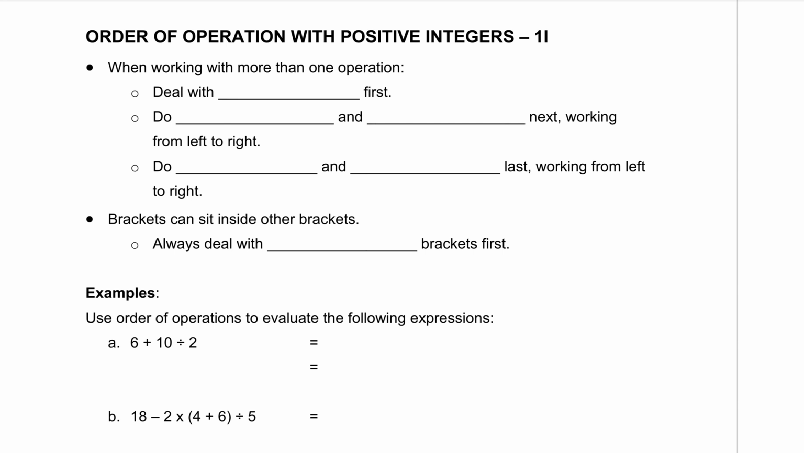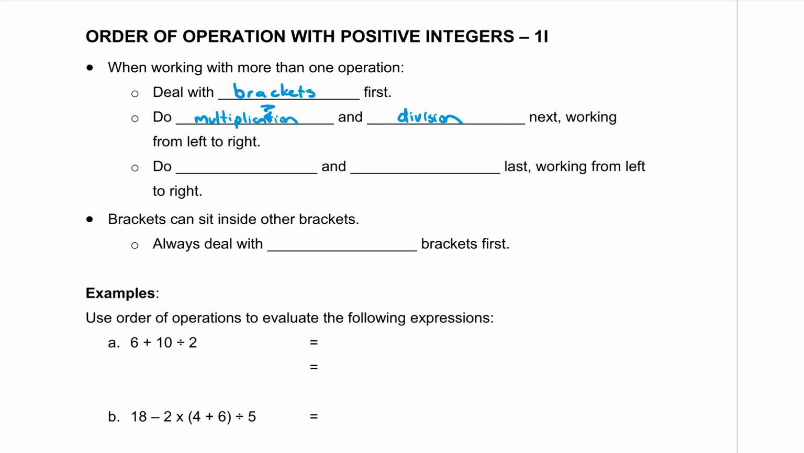So first of all, we're going to fill in some blanks here in these dot points at the top of the page. When working with more than one operation, we want to deal with, and the first blank there should say brackets. So we deal with the brackets first. Okay, once you've dealt with the brackets, then on the next dot point we do multiplication and division. Next, working from left to right.